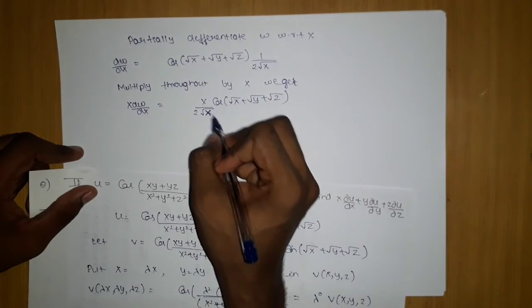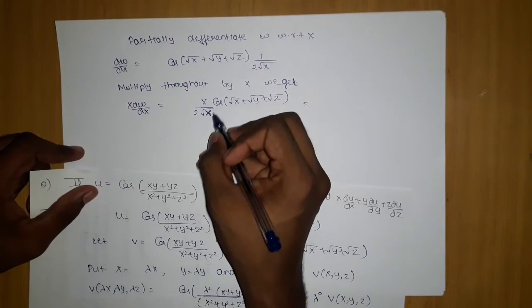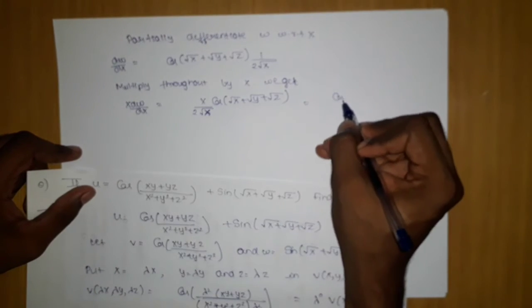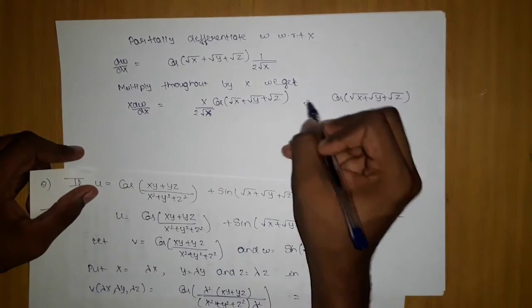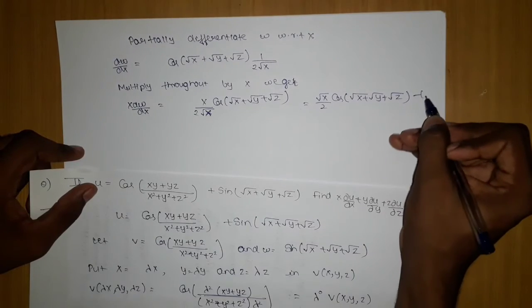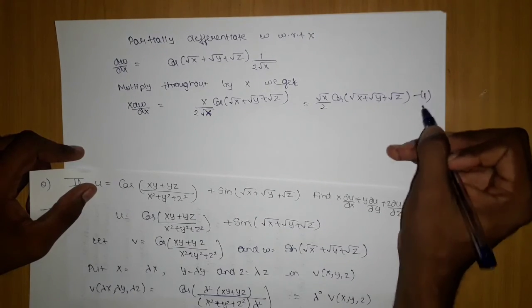Simple thing. And if I rationalize, I am going to get √x and √x. If I divide and multiply, I am going to get cos(√x + √y + √z), the whole upon √x by 2. Let's call it sum 1.